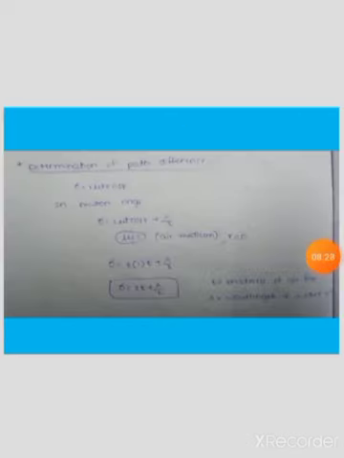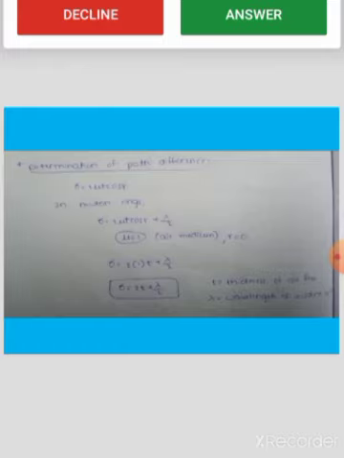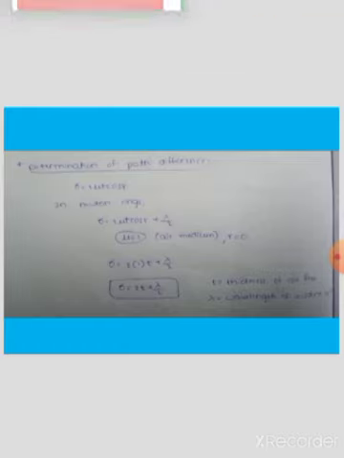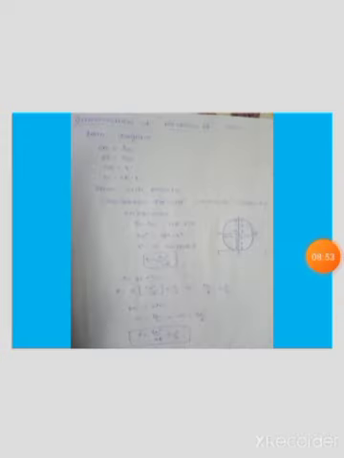Determination of path difference: delta equal to 2 mu t cos r. But in Newton rings, delta equal to 2 mu t cos r plus lambda by 2. Hence in air medium, mu equal to 1 and r equal to 0. That is, substituting these values, we will get delta equal to 2t plus lambda by 2. Now we will see how to find the thickness of the air film.